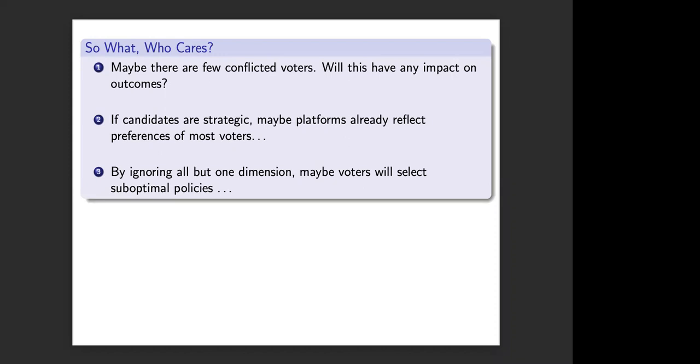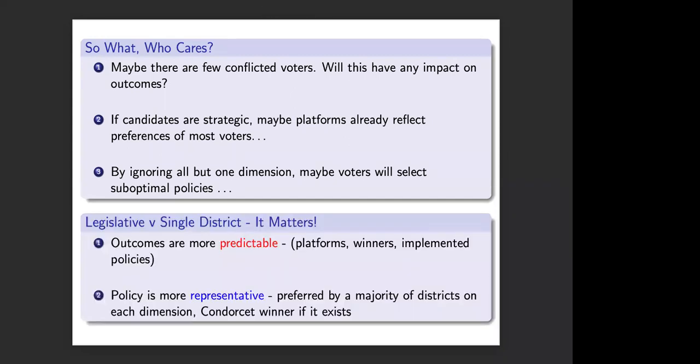And then a third kind of call for concern is that, well, if I'm saying in a legislative election, you should ignore everything but one dimension, right? You should only focus on the most likely pivotal dimension, then maybe you're going to end up with some suboptimal policies, right? Maybe you focus on one dimension, but you get some bad policies in other dimensions, okay? And so there's a note of caution there starting out, which I'm going to then counter by saying, actually, the difference between legislative and single districts does matter, right? And what I find is it matters quite a lot, even though you might only have a few conflicted voters.